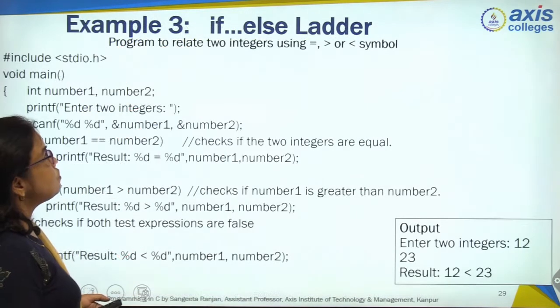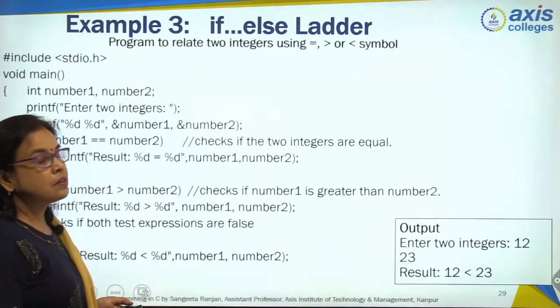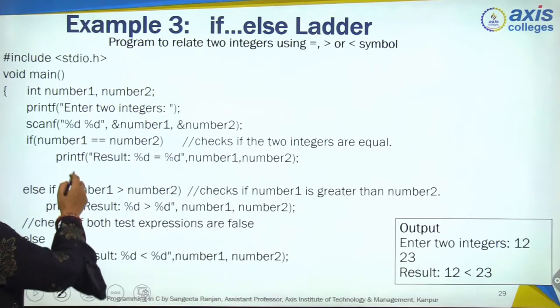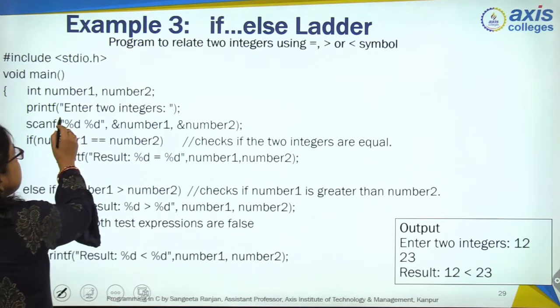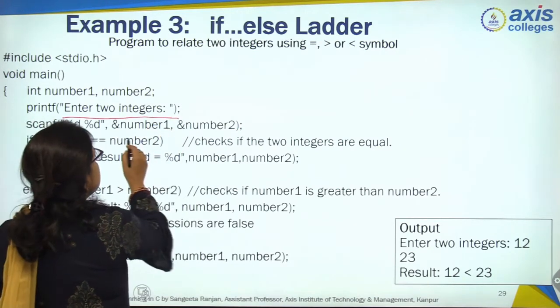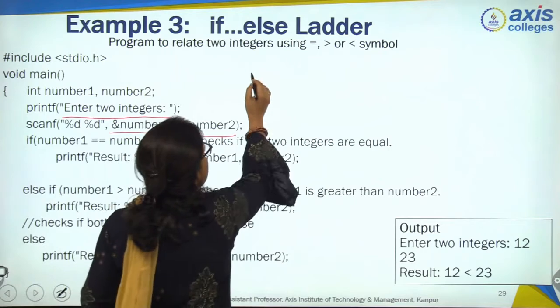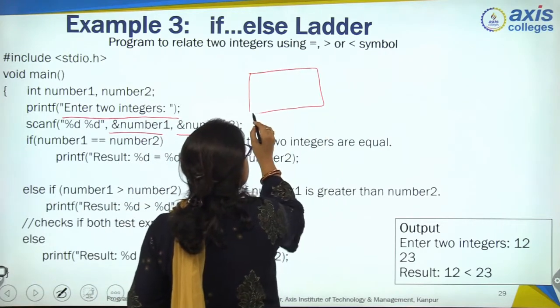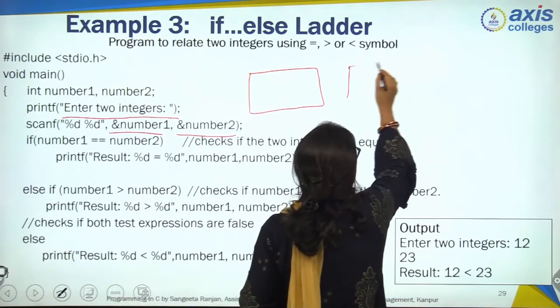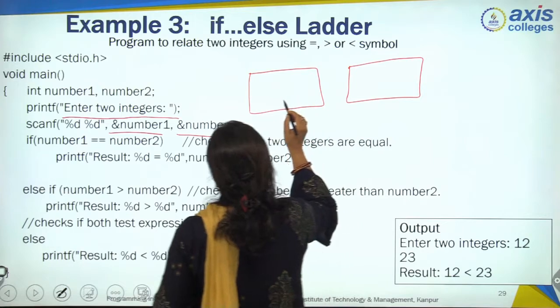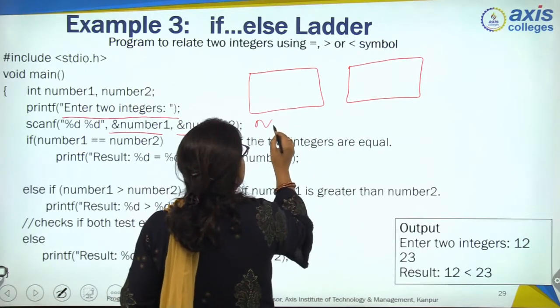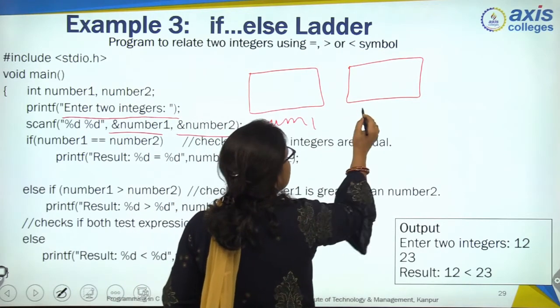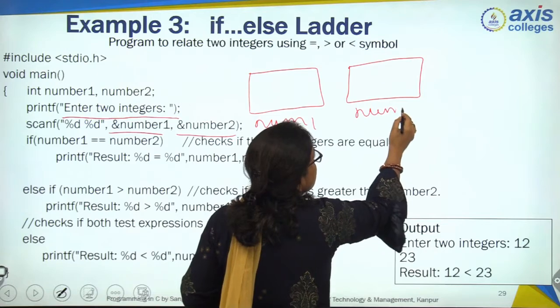This program is used for the if else ladder. So here we have to take two integer values, that is number 1 and number 2. Here is the space for number 1 which is occupied in memory, and the second space for number 2 which is occupied in memory.